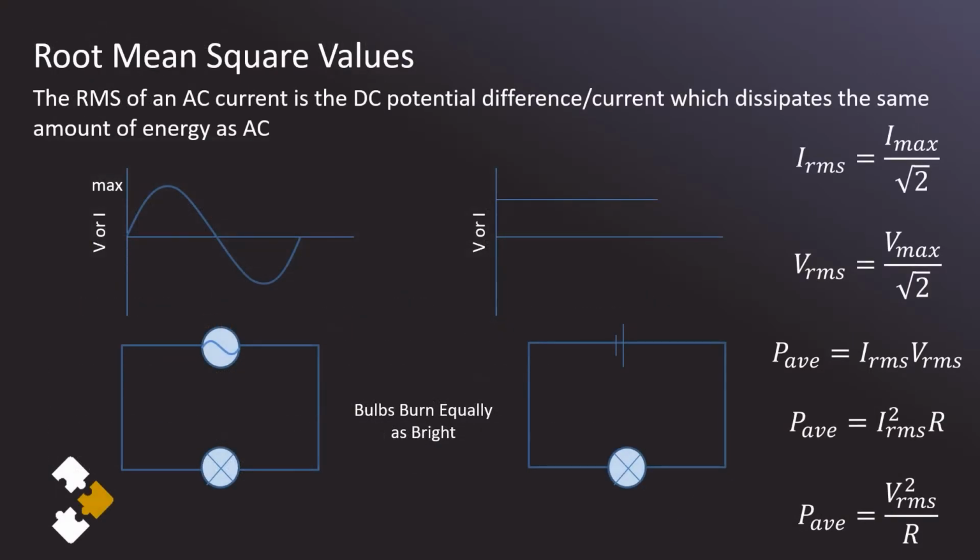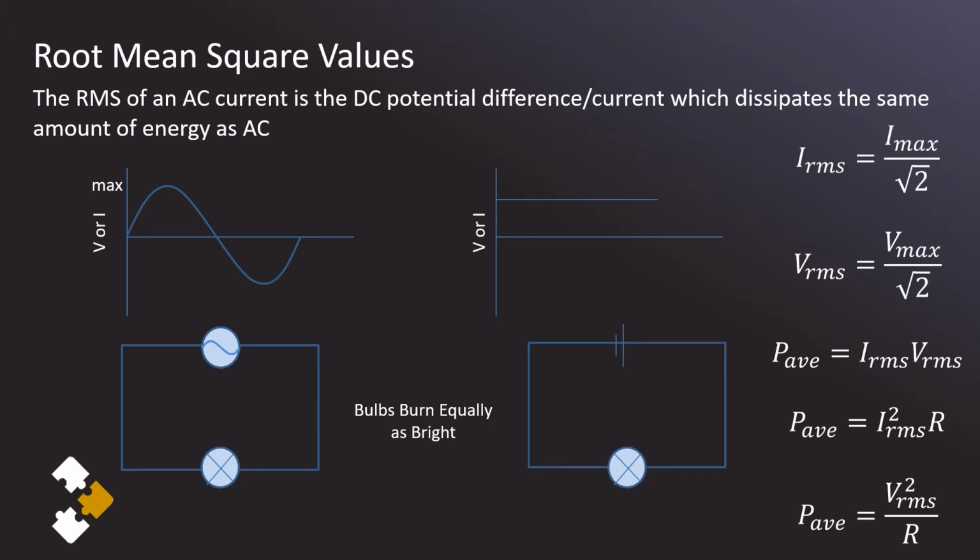Okay, so now we can talk about root mean square values. Now we've got a definition there, and it says the root mean square of an AC current is the DC potential difference or current which dissipates the same amount of energy as AC. Dissipates is a big word, but it basically just means that in a resistor, like a light bulb, it's going to use the same amount of energy as that AC.